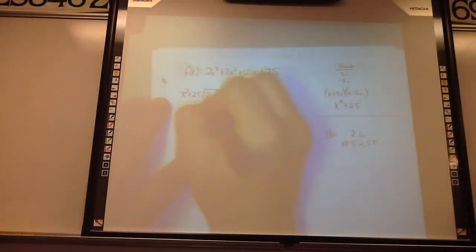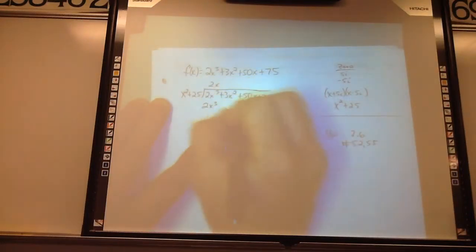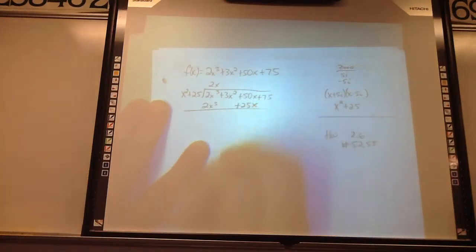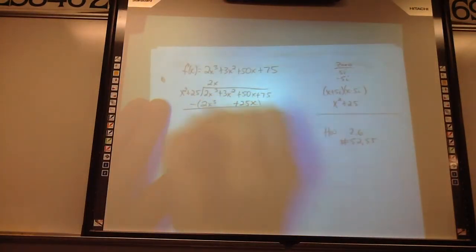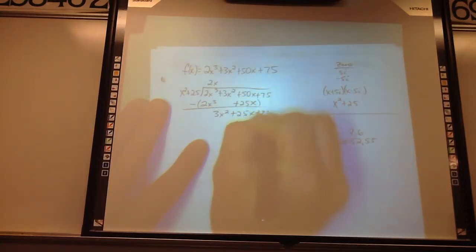Okay, so on this one you just had to long divide it in. Go quick. x squared, 2x to the third, 2x to the third plus 25x. Anyone do that, or you write it over there? Yeah, it's very convenient. Subtract. That's 0, so you got 3x squared plus 25x plus 75.